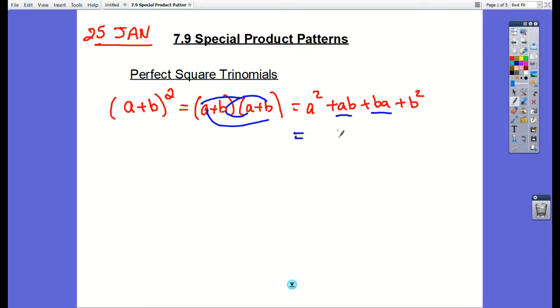So we can rewrite this as A squared plus AB plus AB. You're adding the same thing to itself, so plus 2AB plus B squared. So right here, this is our first perfect square trinomial pattern. Make sure that this is highlighted, circled, starred somewhere on your paper.